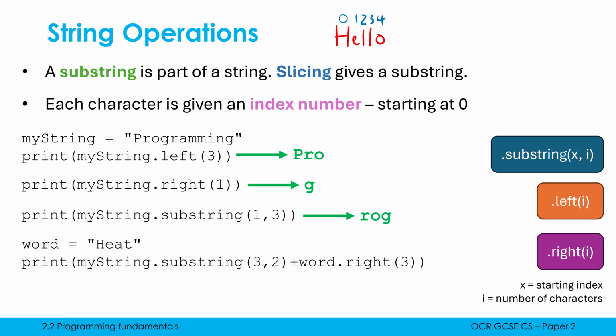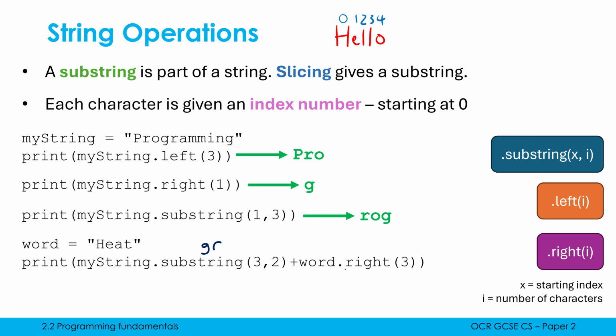Substring is more confusing, so let's look at another example here. I've got a second variable called heat, and I'm now printing myString.substring(3, 2). myString is still programming, so we're looking up at programming. What am I going to get with substring(3, 2)? My starting index is 3. What is index 3 in myString? Well, P is 0, R is 1, O is 2, so therefore G is going to be my starting index here. Then I'm getting 2 characters. So that includes G. So I'm getting G, then I'm getting this R. So this left-hand one is going to be GR.